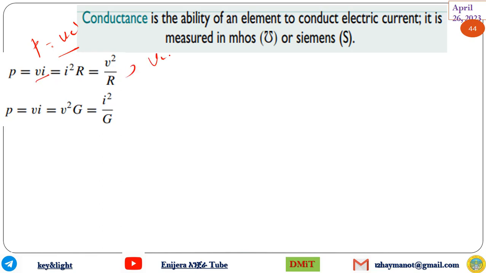There are two types of relation. V equals IR, so I equals V over R. Substituting here, we get V square over R. What about this one? Substituting here, P is equal to I square R. This is V, which is IR. What about I square?